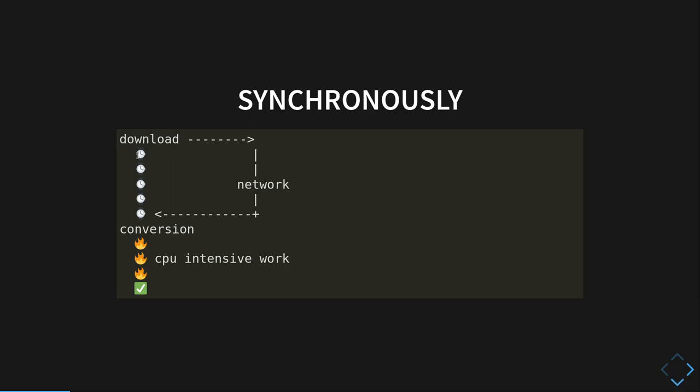While the thread that is executing the code is waiting for the network, it isn't doing anything. And then once the network request has finished and all the data has arrived, the conversion starts and uses up the CPU with CPU-intensive work until it is finished. So far, it's not that bad. You have to wait anyway for your network request. But the CPU-intensive work and the blocking might be bad if you're doing it on a GUI main thread or something like that.